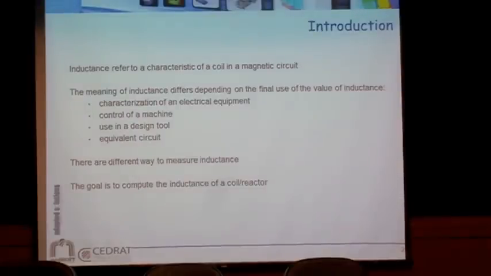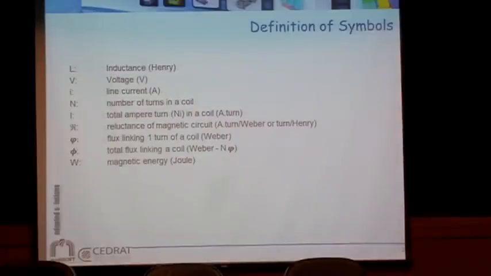In reality, we can compute them in many ways, but we can also measure them in very different ways. Some people do a step response. Some people do a little AC signal. In any case, what I'm going to do here is look at a different way to compute a coil or a reactor, whatever you want to call it. So let's just talk about some symbols because we're going to see them a little after.